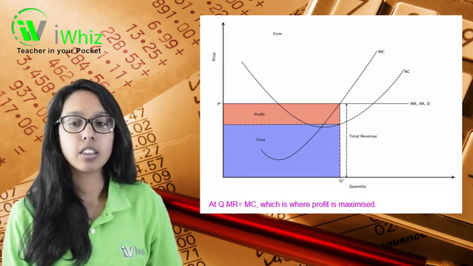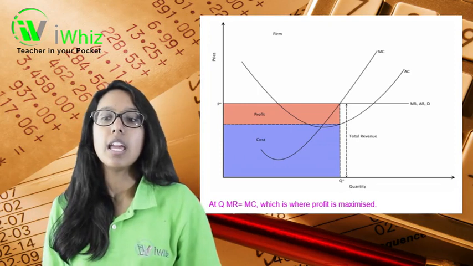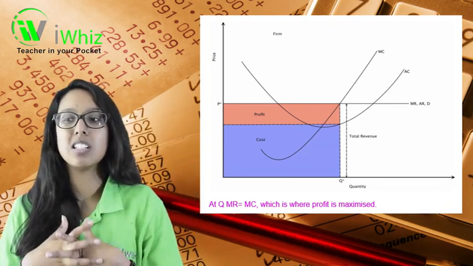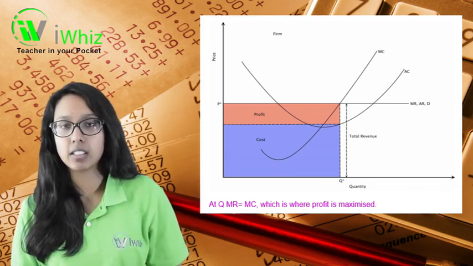If you look at this graph, at the point Q, your revenue is equal to your cost. This is where your profits are maximized.